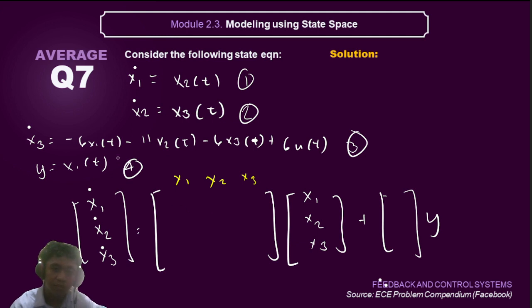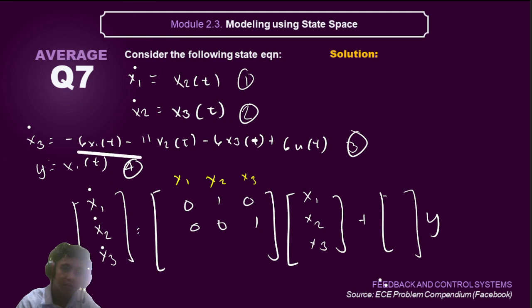So as we all know, x1 dot is equal to x2, and there's no other value, so we only put 1 on x2 and 0 on the others. X2 dot is equal to x3, put 1 here, and then 0 on the others. X3 dot, on the other hand, has this entire line of equations.